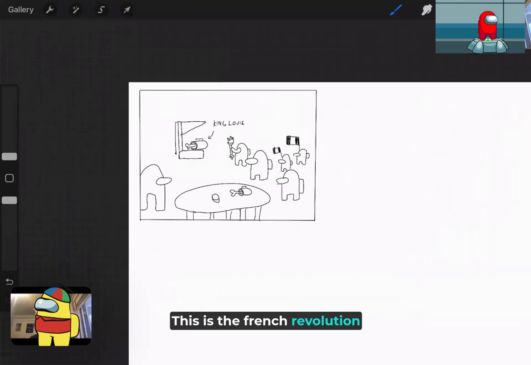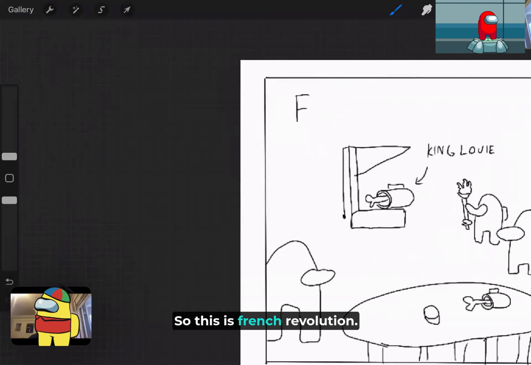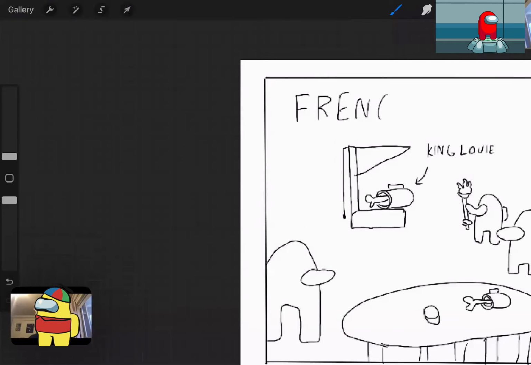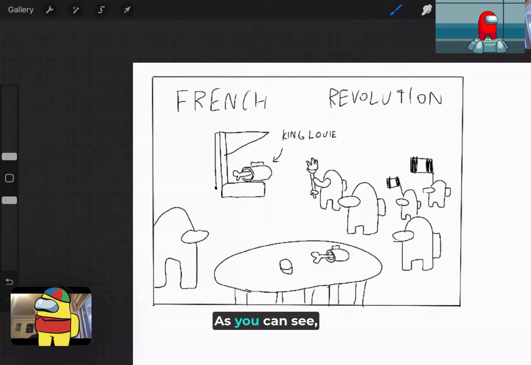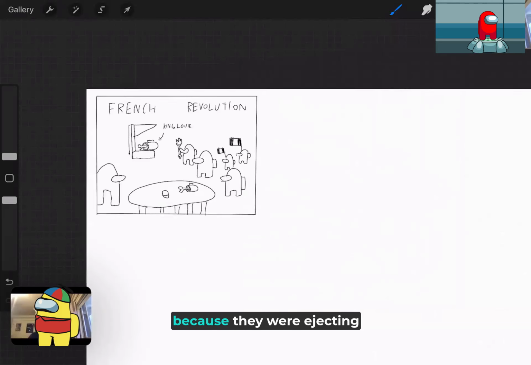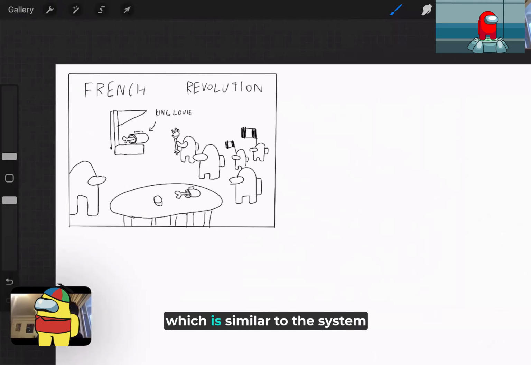This is the French Revolution in Among Us. All right? This is the first step of the French Revolution. They executed the monarch because they wanted to overthrow the hierarchy and establish a new freedom in France. So this is the French Revolution. As you can see, it's very related to Among Us because they were ejecting the monarch, which is similar to the system of ejecting the imposter in real Among Us.